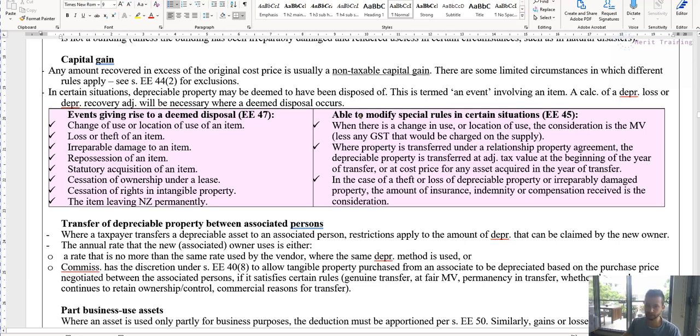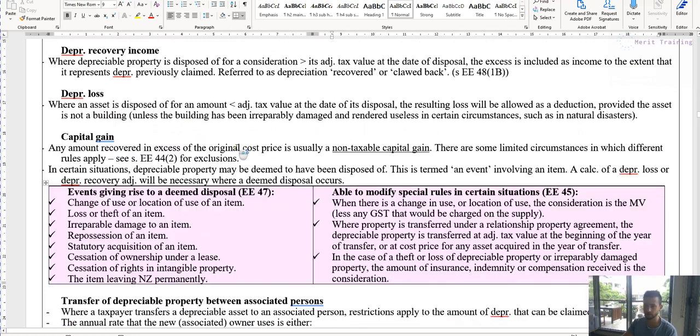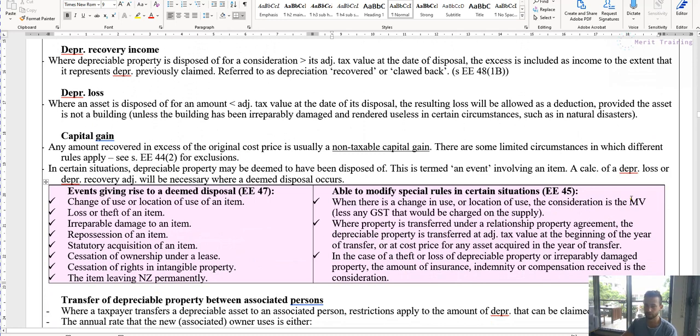Now, there's also this section over here which modifies the rules in certain situations. So, when there is a change in use or location of use, the consideration is the market value. These are basically rules which change how the normal rules operate. So let's say you've received 100K consideration for your PP&E on sale, but the market value is 200K, for whatever reason. When there's a change in use or location of use, it's the market value that applies rather than what was actually paid as consideration.